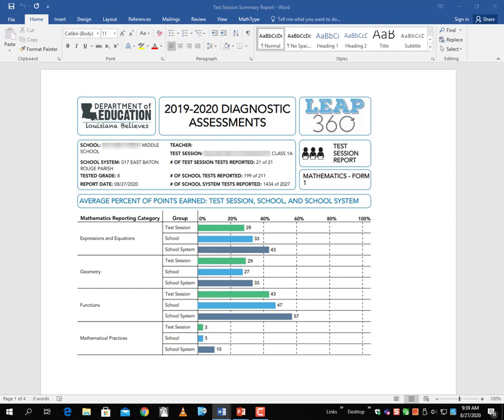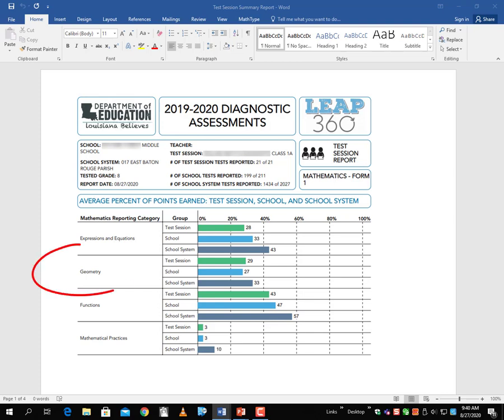Now, notice that this is a math one, and this is grade 8, so for grade 8 you have all these reporting categories for math. And then notice that for this particular test session, the average correct was 28% for expressions and equations. For the school though, it was 33%. So the school as a whole did better than this particular test session. The school system as a whole did better than the school and did better than the test session. So the average score was 43% on expressions and equations.